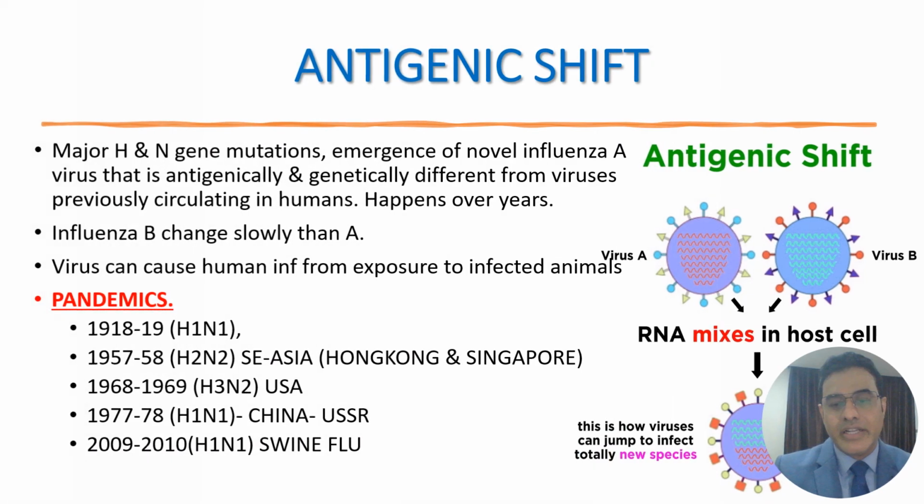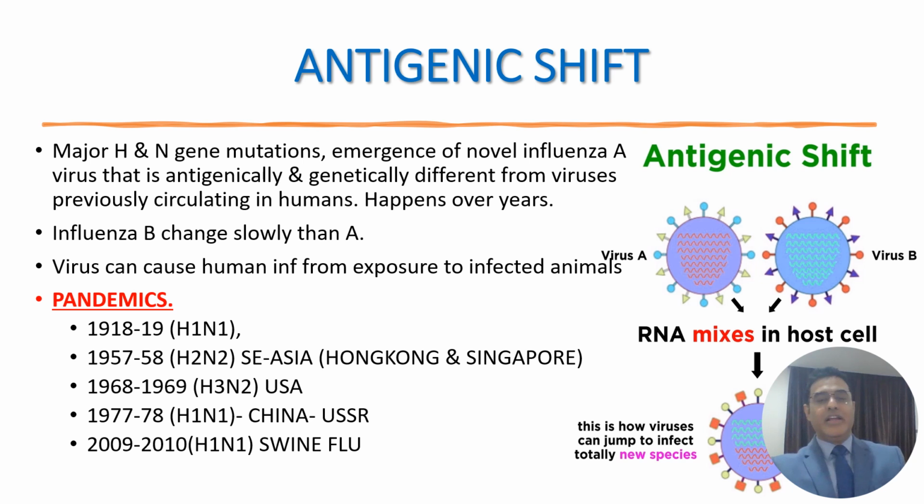And this virus can shift into a more dangerous, deadlier virus. Antigenic shift means there will be major gene mutations in the H and N genes, which cause the emergence of a completely new influenza virus, different both antigenically and genetically from the viruses previously circulating in human beings. It happens over the years, and the changes happen slowly. Influenza A more commonly causes antigenic shifts. That is the reason we commonly see pandemics because of influenza A rather than influenza B.